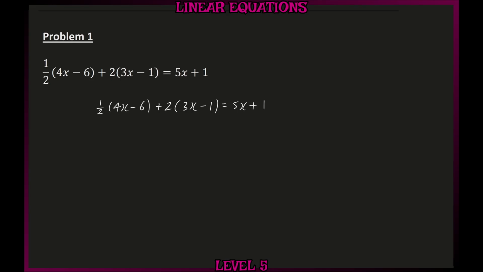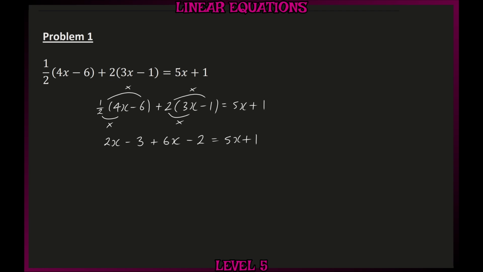So if we start with the left hand one, we have a half times 4x, which gives us 2x, and a half multiplied by minus 6 gives us minus 3, and then onto the second bracket, 2 times 3x gives us a positive 6x, and 2 times minus 1 gives us minus 2. And on the right, we still have 5x plus 1.